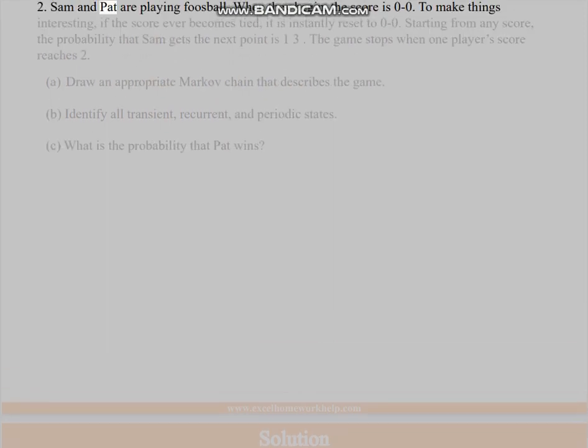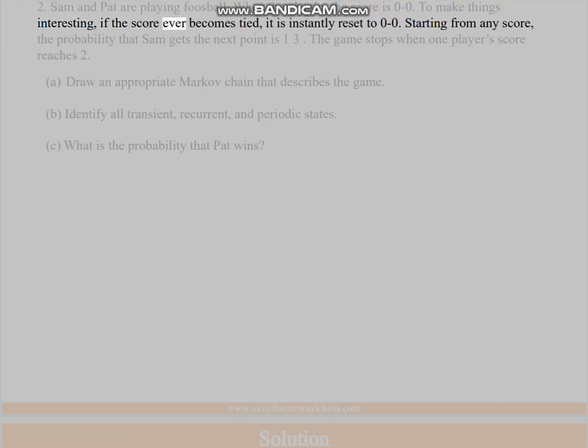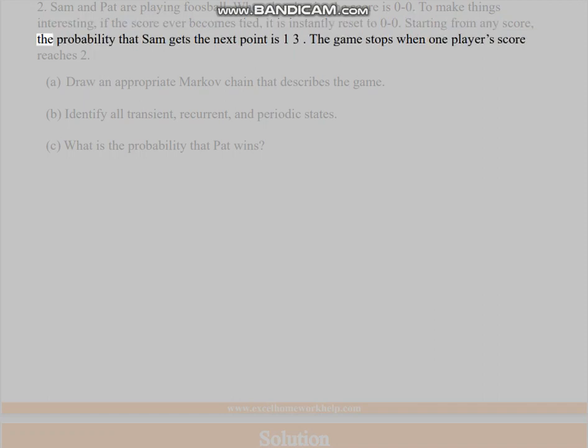2. Sam and Pat are playing foosball. When they begin, the score is 0-0. To make things interesting, if the score ever becomes tied, it is instantly reset to 0-0. Starting from any score, the probability that Sam gets the next point is 1/3. The game stops when one player's score reaches 2.